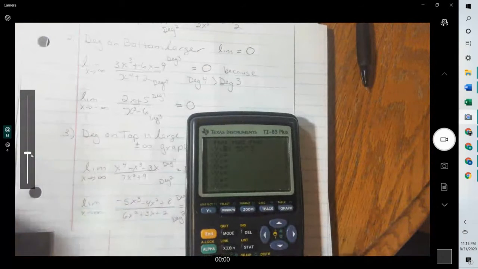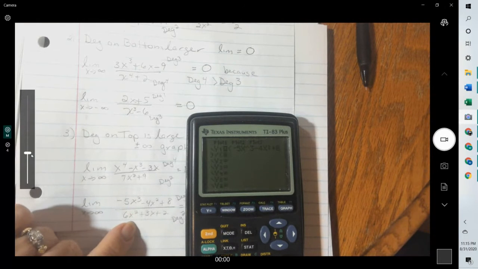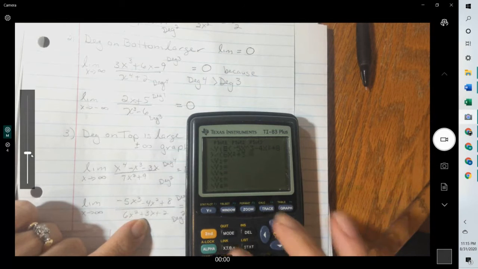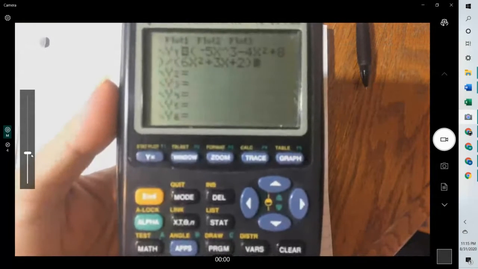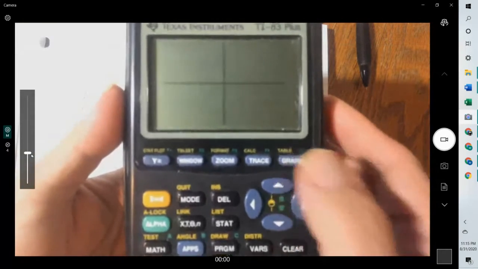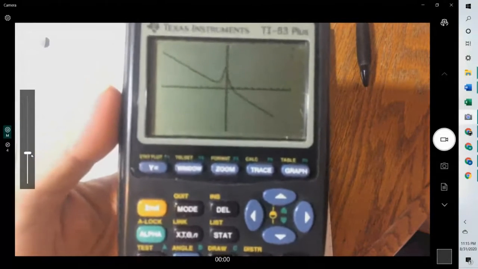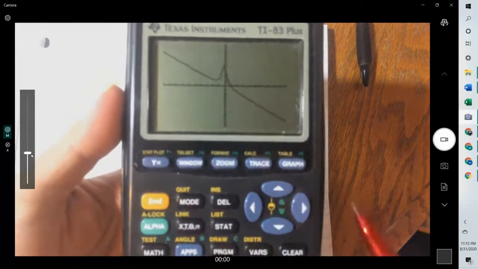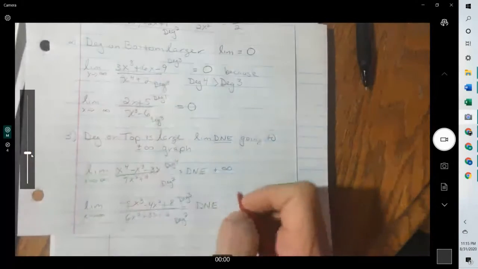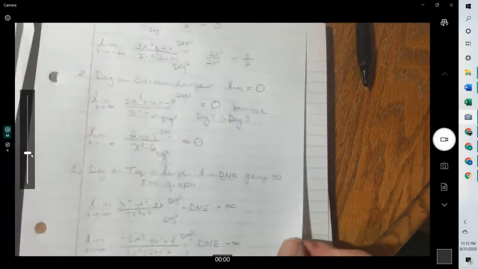So negative 5x cubed minus 4x squared plus 8 divided by 6x squared plus 3x plus 2. Right. And then we hit graph. On this one, we were looking for positive infinity also. Notice for positive infinity, this is getting large, y is getting negatively large. So the limit doesn't exist because it's getting negatively large. So that would be limits to infinity.